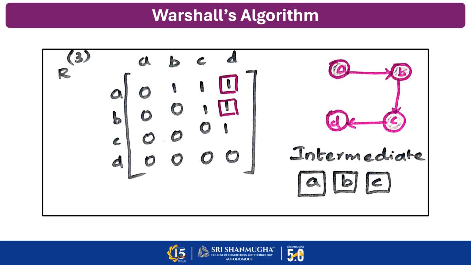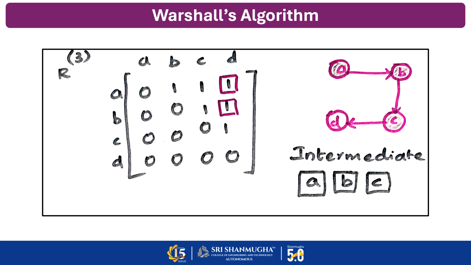So here the intermediate will be A. That means if any edge is passing through A, then we can change it as 1. Okay, but if you observe the diagram, there is no connection between D to A. In case there is a connection between D to A, then I can say D to B will be changed as 1. Because what is the meaning of intermediate? What did I say? Through A it will pass. Via A it will pass.